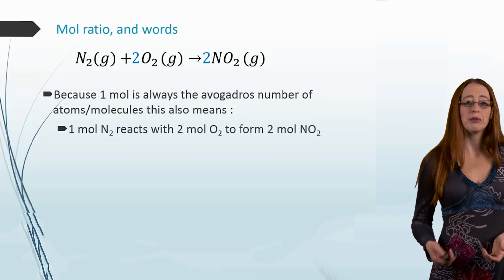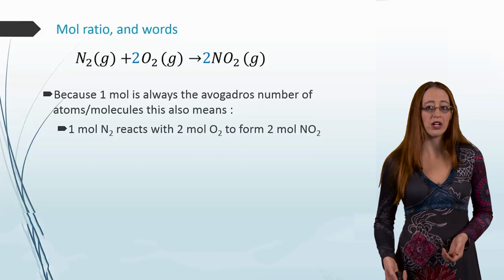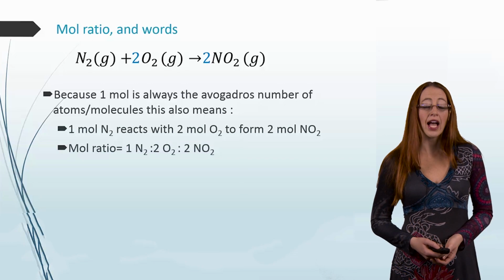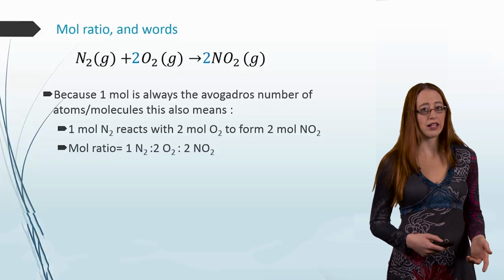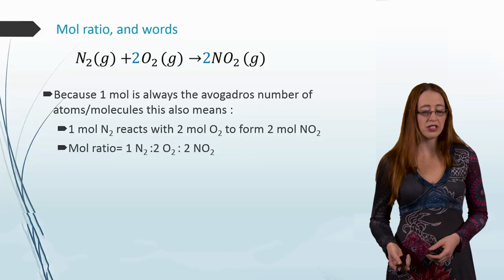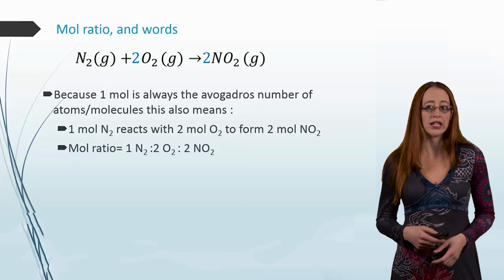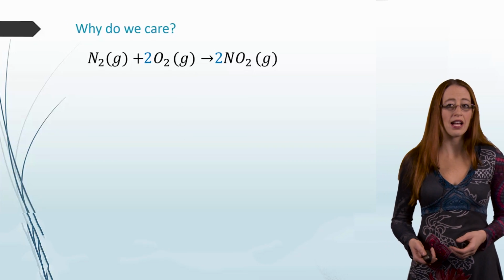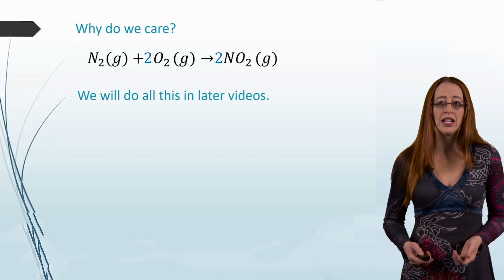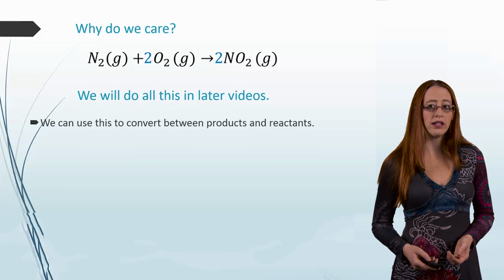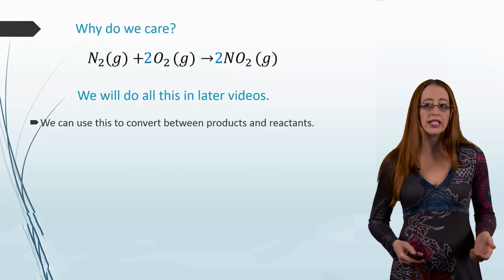And this is really useful because it gives us something called the mole ratio, where we can say that we have 1 to 2 to 2. Those actually will work as conversion factors. We're going to talk about that more in other lectures, but we can use this as a conversion factor to convert between products and reactants. So this is really important, not just to have a balanced chemical reaction, but to be able to do a lot of problems. We're going to be able to convert between products and reactants really in any form.